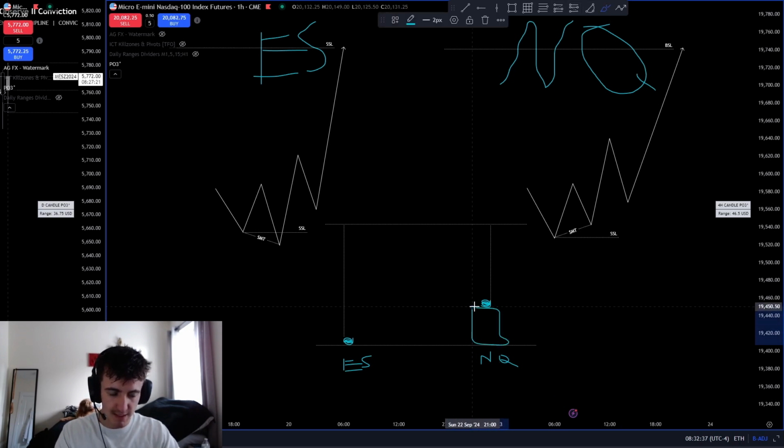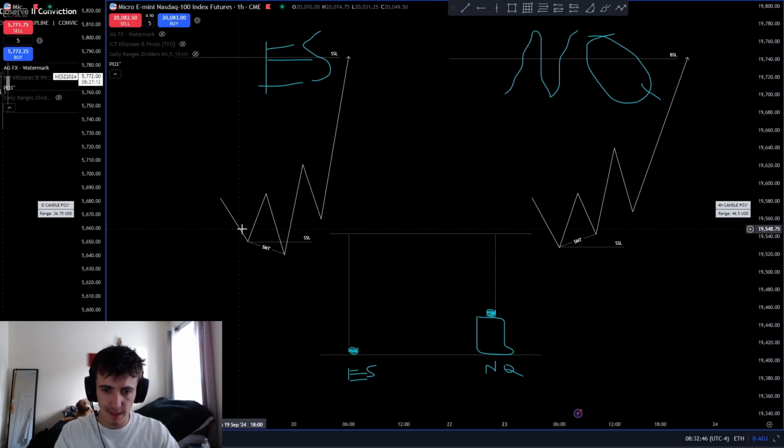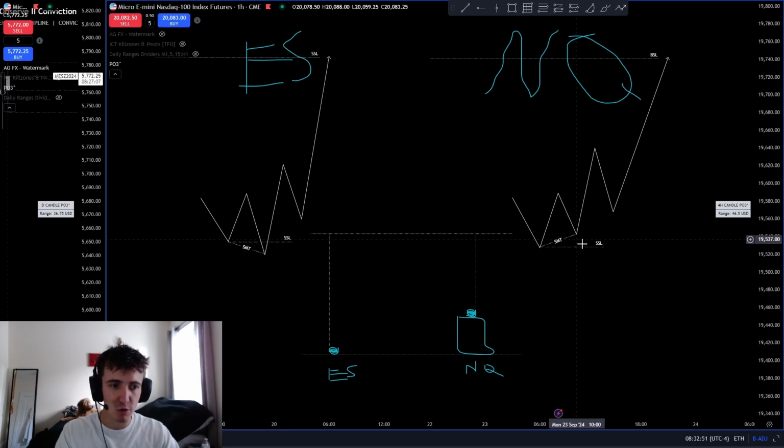See this room that he doesn't have to run from? You see how he can start all the way up here? And you have to start back here? Look how this matches up. ES has to come down and take that level, and NQ doesn't. So NQ is already higher.